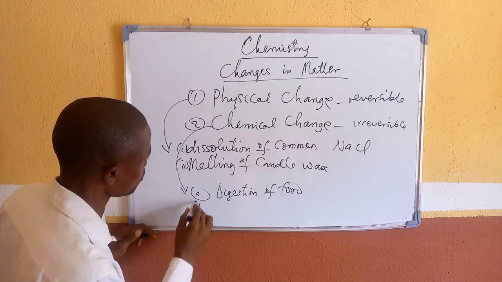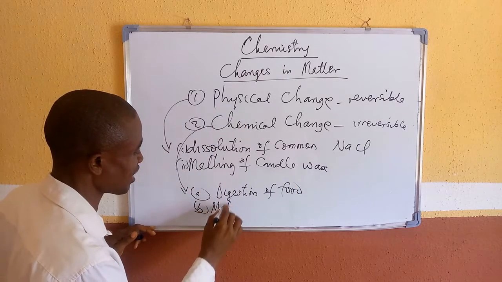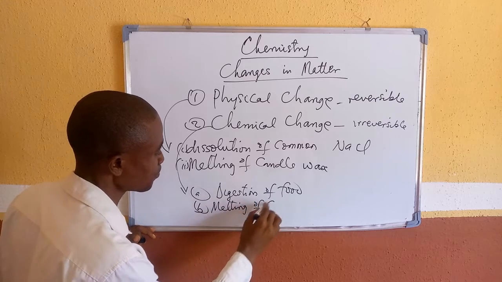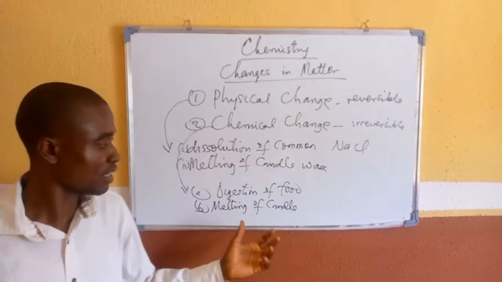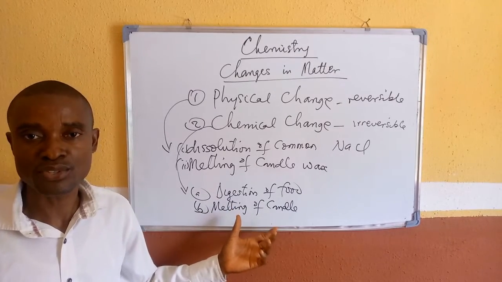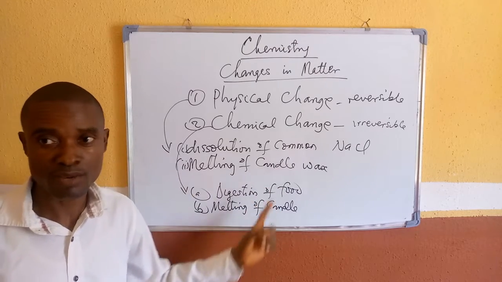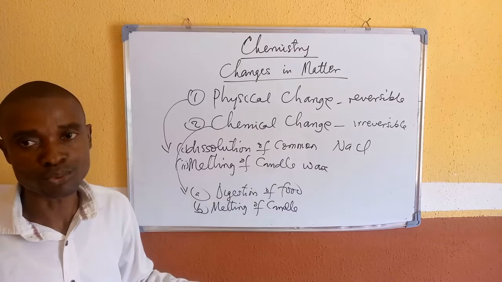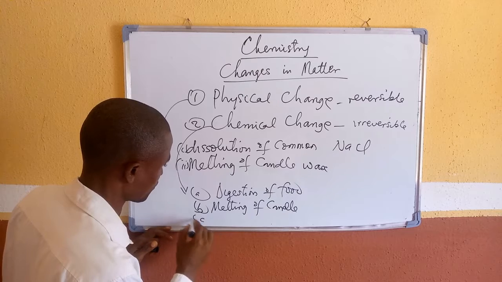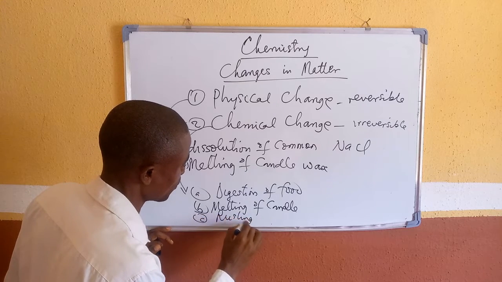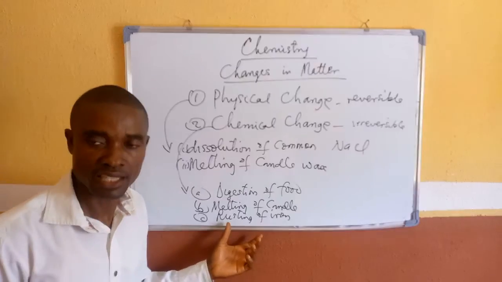Number 2, we talk about melting of candle wax under physical change. Also melting of candle is a chemical change. The difference between candle wax and candle: once the candle is destroyed, you cannot get back the candle. But the wax, you can get back the wax. Don't forget, very, very important. The melting of candle is a chemical change. And also roasting of iron. Roasting of iron is also a chemical change.